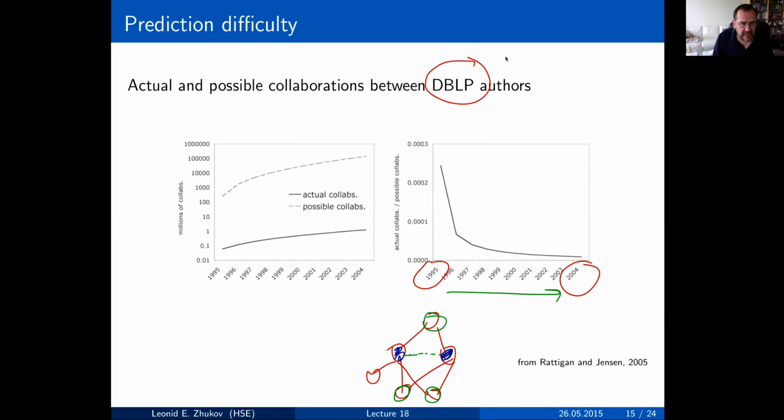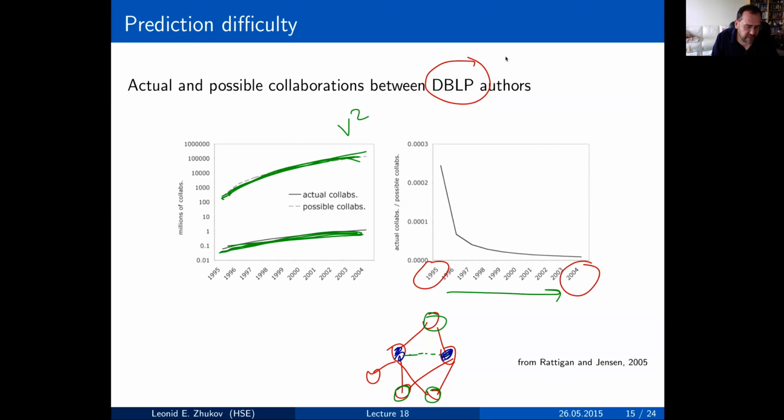Now, the difficulty is shown on this graph, again, this notion of possible collaborations. These are all possible edges, which means it's sort of V squared possible edges that could exist in the graph. And this is the actual collaborations that happen in the graph. This is the growth of the possible, and this is the growth of the actual collaborations: the number of existing edges versus the number of possible edges.